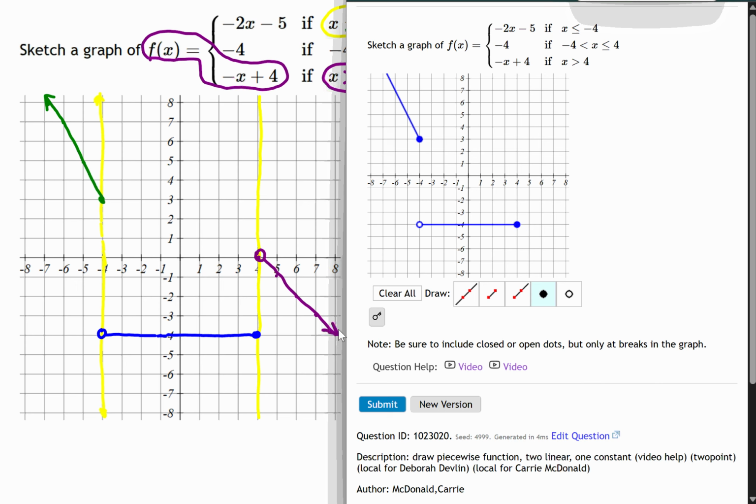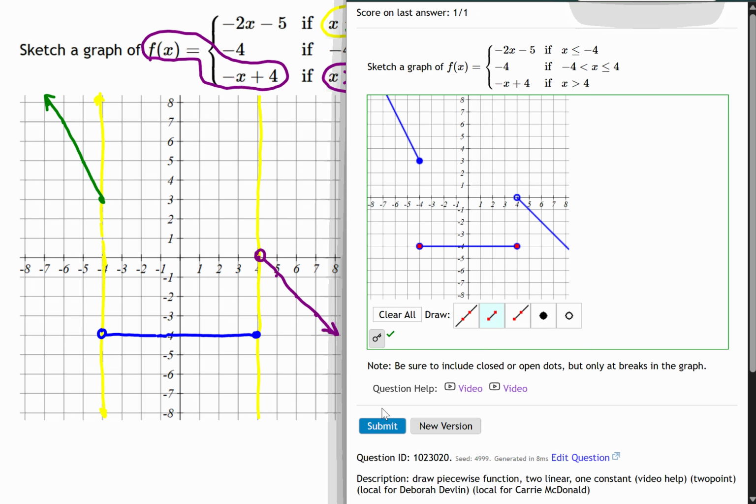Now for the purple piece, again, I'm going to use my ray tool, and I'm going to go to where x equals 4, and I'm right on the x-axis for this one. And then I'm going to use my negative slope of -1 to get to another point, down 1 and over 1. And then I'm going to put an open circle on the left end. And let's see if this works. Yay!